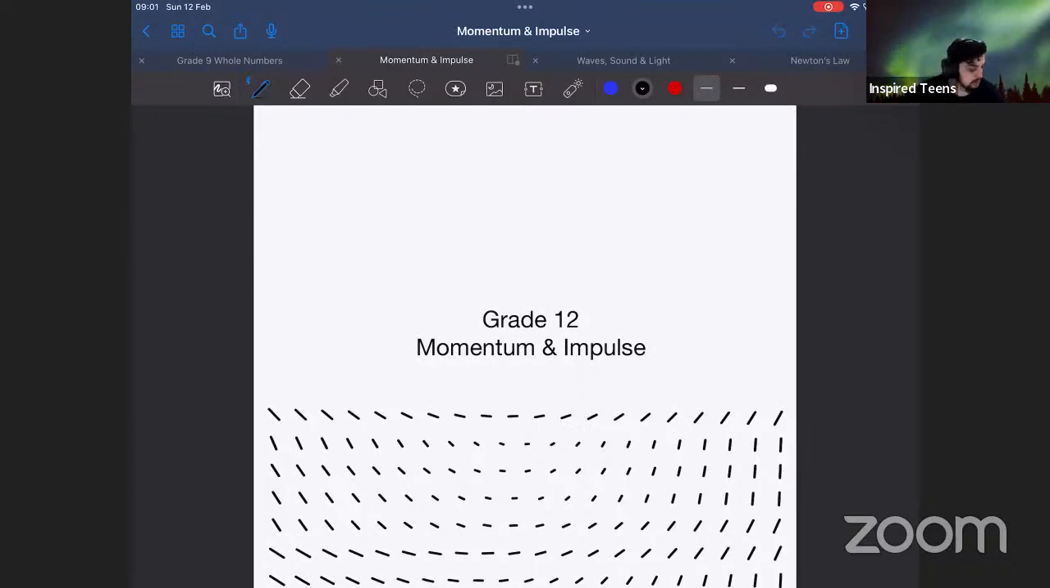Okay, so for today we'll be starting us off with momentum and impulse, the first topic for the year. Eventually we'll get to vertical projectile motion and organic chemistry. Okay, that's for chemistry. I know you guys are probably doing that in school. But for now we're going to start off with momentum and impulse.